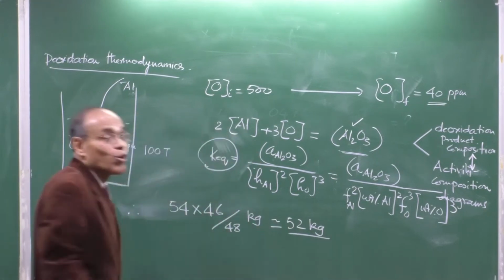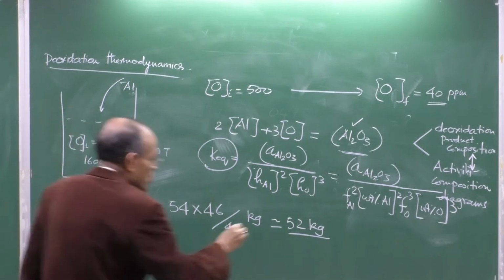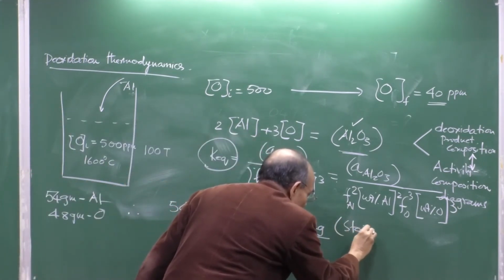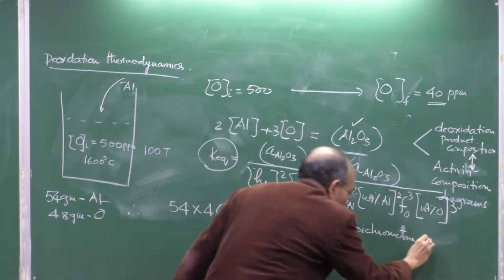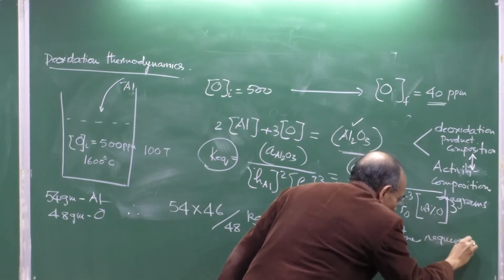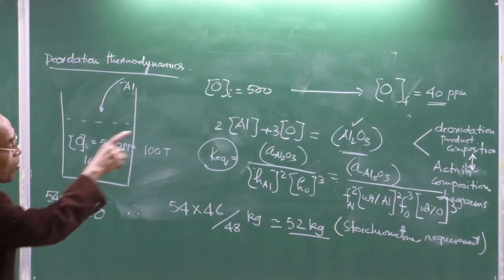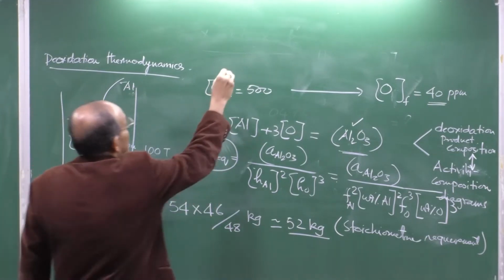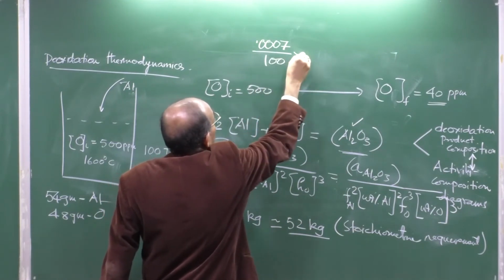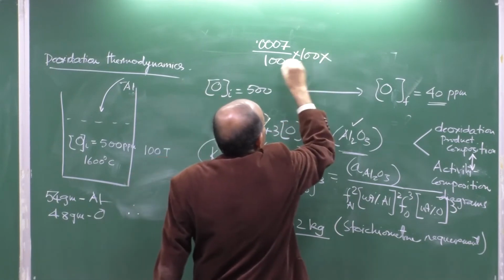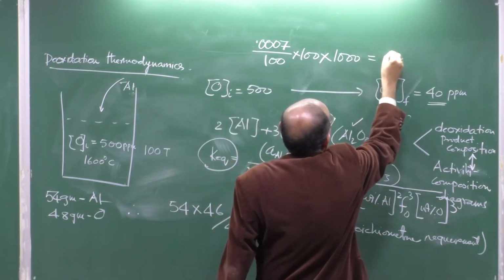This part we call the stoichiometric requirement of the deoxidizer. And now we calculate the thermodynamic requirement. So, 7 ppm, this is how much? This was the value in weight percentage. So, 100 multiplied by 100 multiplied by 1000, and that gives me only 0.7 kg.